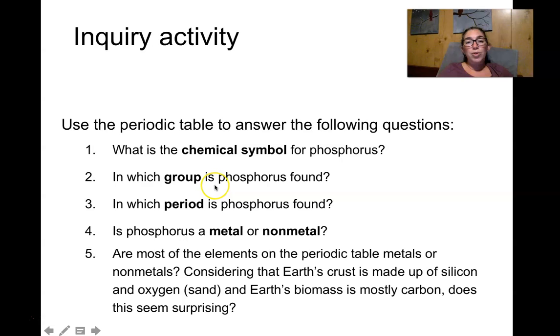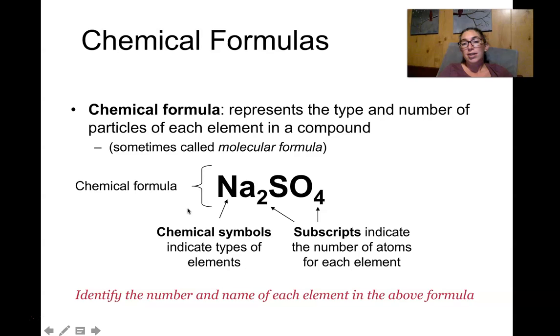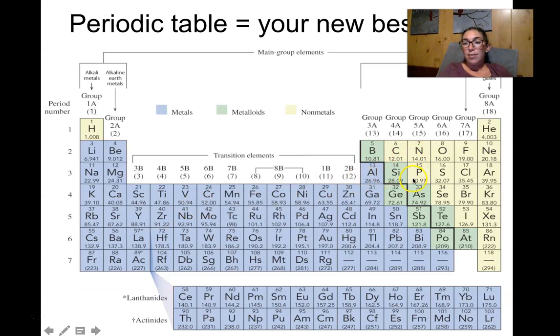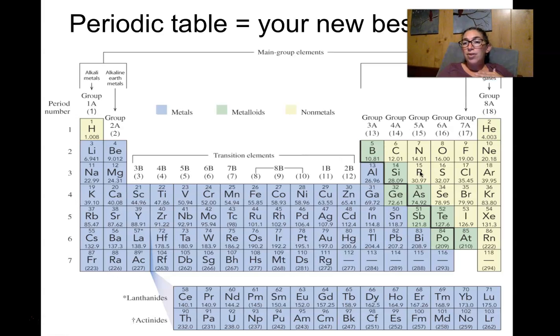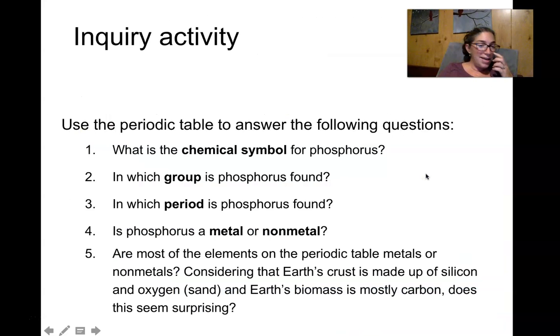It says, in which group is phosphorus found, and in which period is phosphorus found? Group is the column, so it's in group 5A or group 15, either way, and it's in period 3, row 3. Is phosphorus a metal or a nonmetal? Well, it's on the right side of the periodic table, and it's colored yellow, so that means it's a nonmetal. And then this last question, are most of the elements on the periodic table metals or nonmetals?